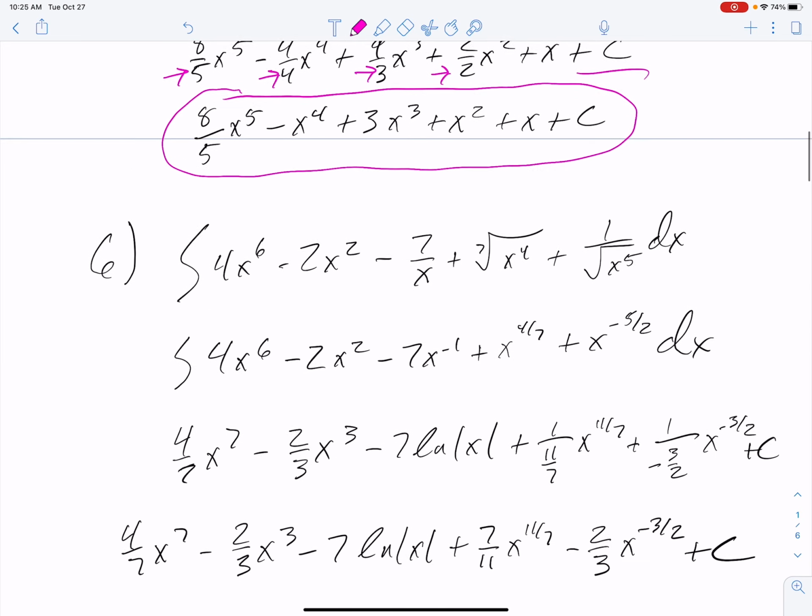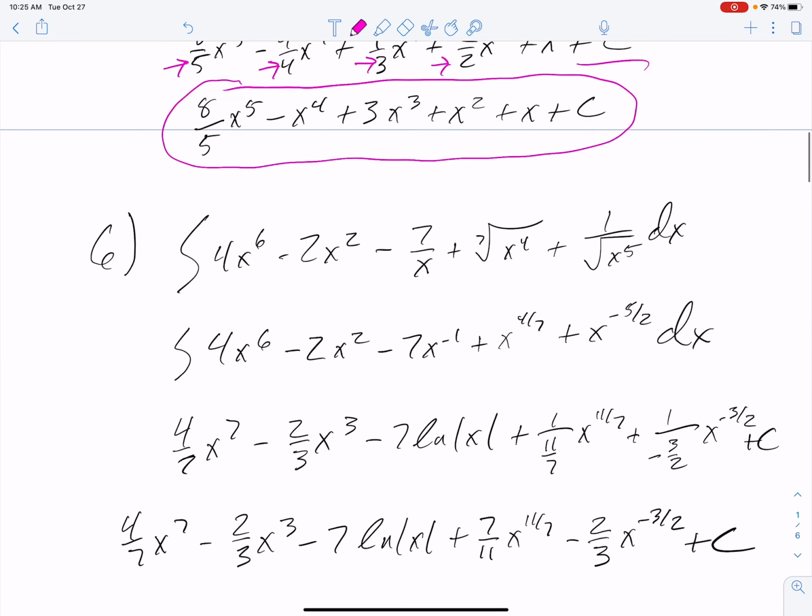And then finally, number 6. So we have to take the time to rewrite our square roots and our fractions. So I've done that. I turn 7 over x into negative 7, x to the negative first. The 7th root of x to the 4th becomes x to the 4 sevenths. And then 1 over root x to the 5th becomes x to the negative 5 halves.